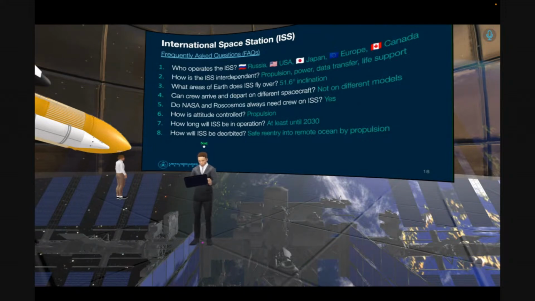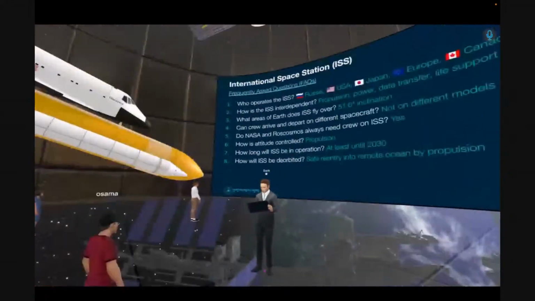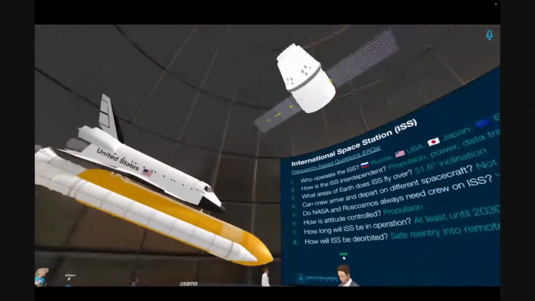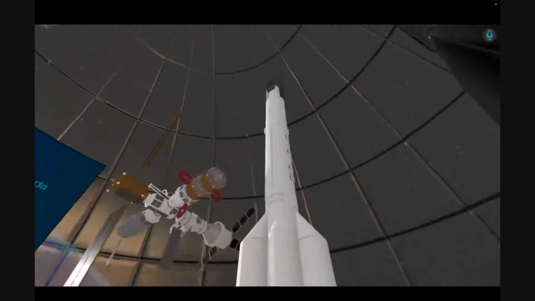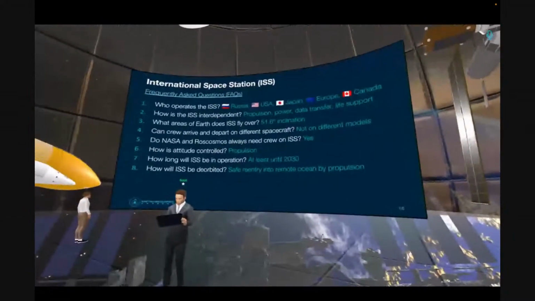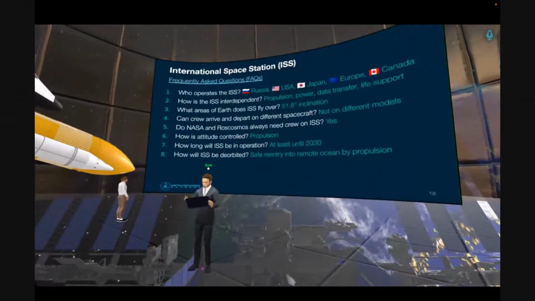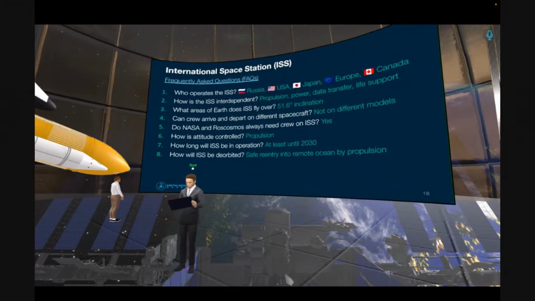Number 5 is, do NASA and Roscosmos always need crew aboard the space station? And that answer is yes. The reason why is because NASA and Russia control different parts of the space station, which are interdependent, and the Russians cannot do the things that the Americans can do, and the Americans cannot do the things that the Russians can do. So there needs to always be at least one person from each country on the space station to run the systems.